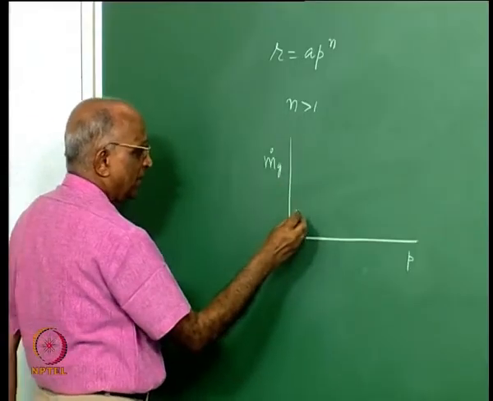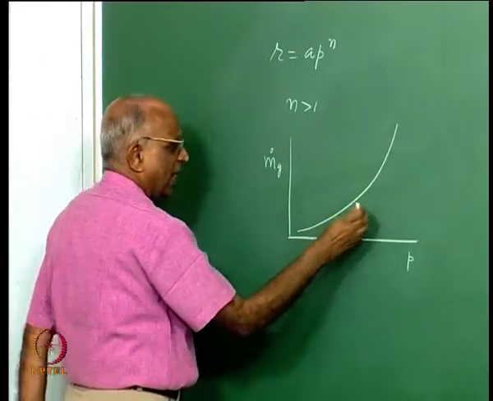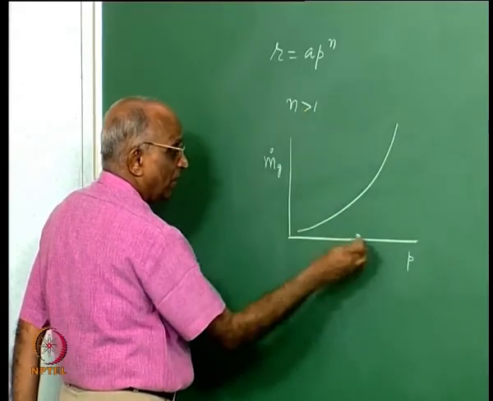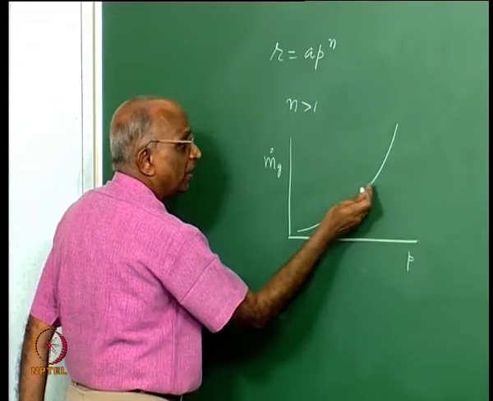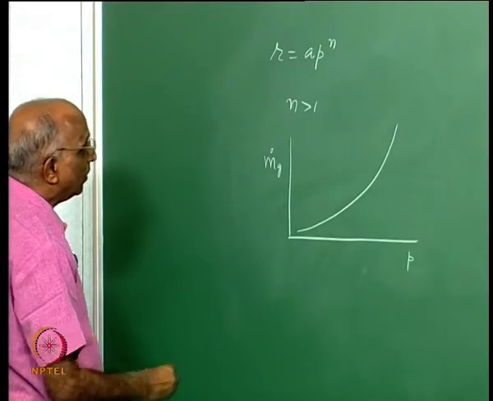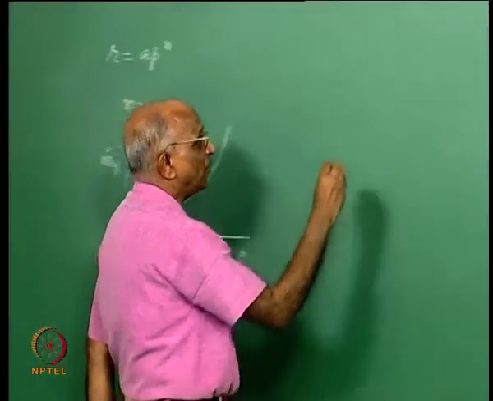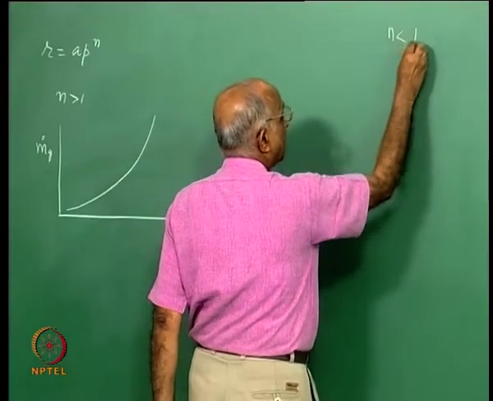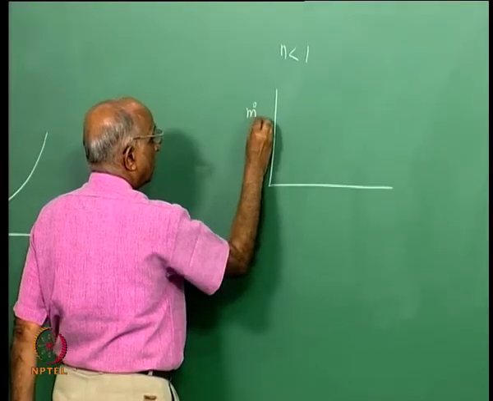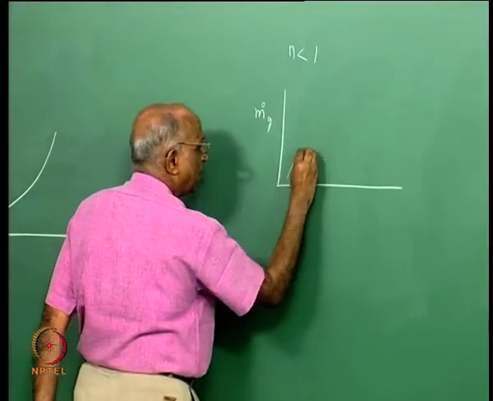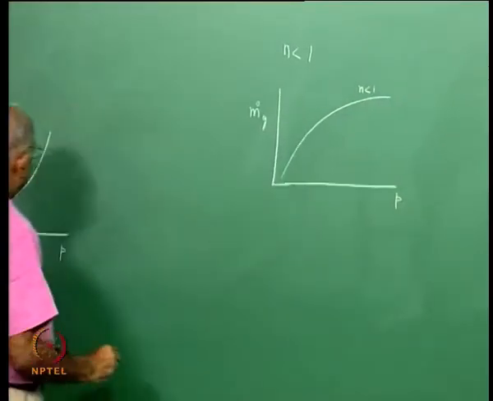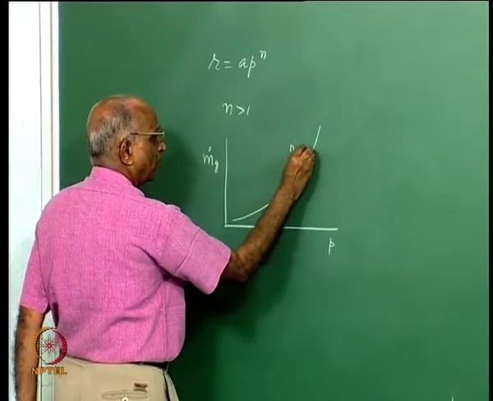When the value of n is greater than 1, for large values of n, the mass generation rate rapidly increases. If, however, n is less than 1, then the same mass generation rate will have something like a drooping characteristic. This is for n less than 1 with variation of pressure. This is for n greater than 1.